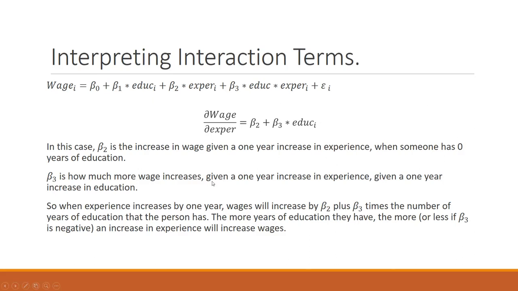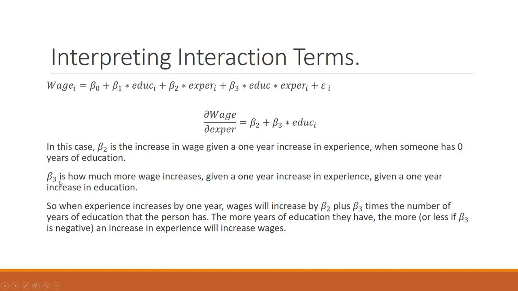So let's look at this. If that's the case, then when education is zero, let's say you have no education, you have 0 years of education, experience might be really, really important. It might be a very important factor in determining your wages. So beta 2 might be relatively large. But then, as you get more education, experience becomes less important. It's a less important factor in determining your wages. And so beta 3 would be negative. And as education goes up, the overall effect of experience on wage goes down, because you have beta 2 minus beta 3 times whatever education is.